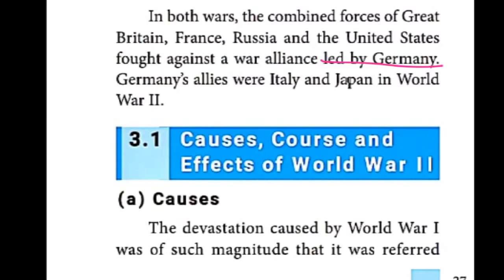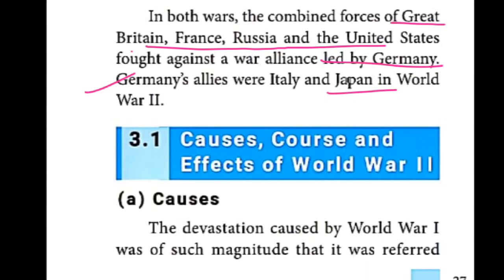Allied, who are the allies? Great Britain, France, Russia, and the United States of America, and many countries. So that's the thing, children. This time Japan was joined under the leadership of Germany.